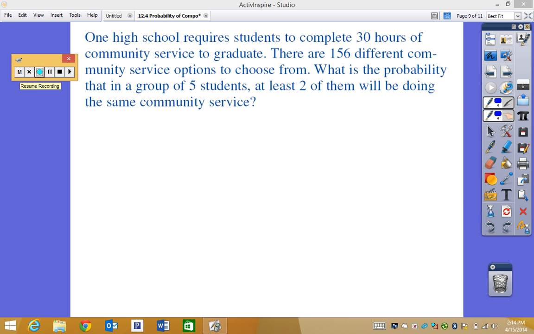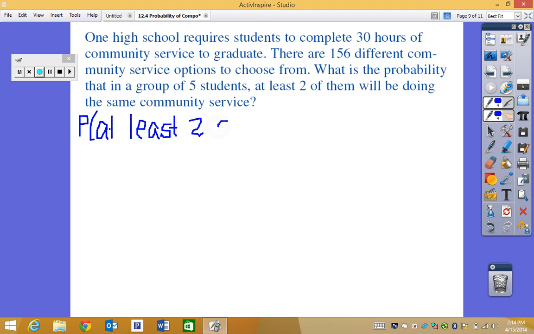One high school requires students to complete 30 hours of community service to graduate. There are 156 different community service options to choose from. What is the probability that in a group of 5 students, at least 2 of them will be doing the same community service? So what we want to do is find out the probability of at least 2 of them that are going to be the same. So we can calculate this using our complement. We can take 1 minus the probability that all of them will be different.